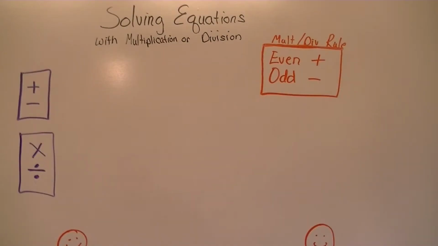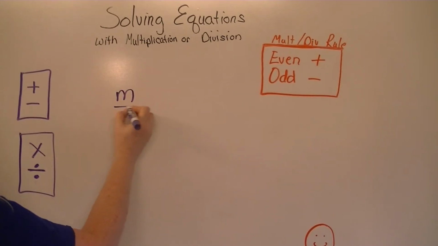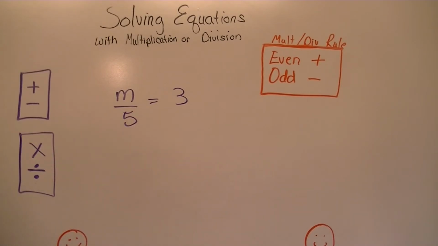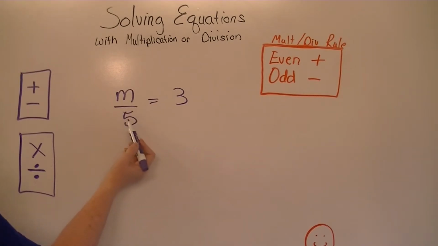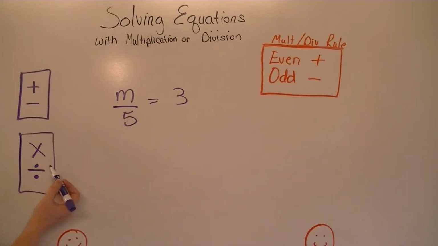Let's take a look at another method of solving equations, and this will be working with multiplication. So we have m over 5 equals 3. These look so hard and they're so easy. I'm going to find my variable, it's right here, and what's attached to it? A 5. How is it attached to the m? Through division. So that puts me in this operations box trying to find the opposite.